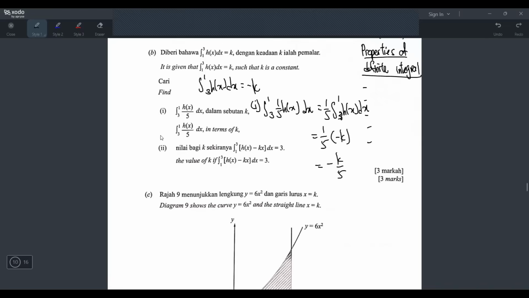Okay, let's do number 2. Okay, number 2. So number 2 says what? Find the value of k if integrate from 3 to 1 of h(x) minus kx dx equals 3. Same, you will use one of the properties as well.